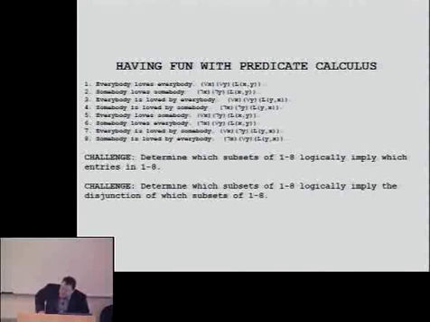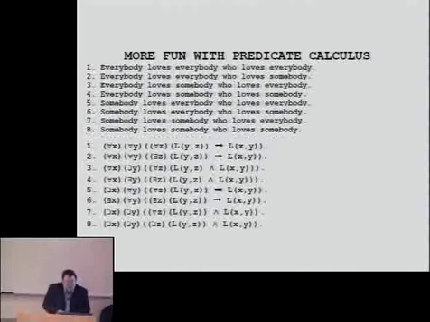So if you think that that's fun, here's a little more fun. Everybody loves everybody who loves everybody. Everybody loves everybody who loves somebody. Everybody loves somebody who loves everybody. And everybody loves somebody who loves somebody. Somebody loves everybody who loves everybody. Somebody loves everybody who loves somebody. Somebody loves somebody who loves everybody. And somebody loves somebody who loves somebody. Now this is a little trickier. This is trickier to formalize properly.